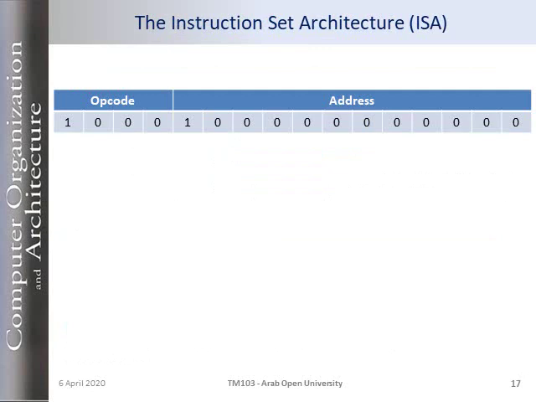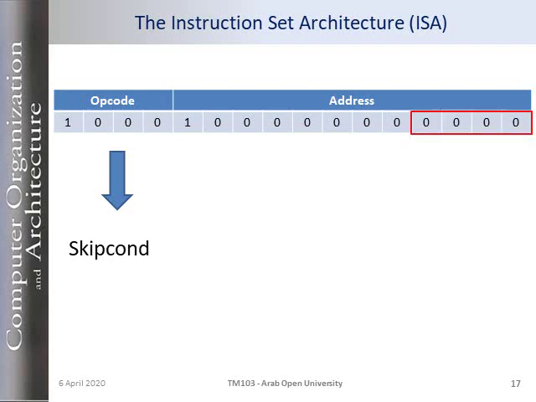this is the opcode, number 8, and this is the address. Okay, so the opcode number 8 is skip condition. The first 4 zeros give me the number 0.